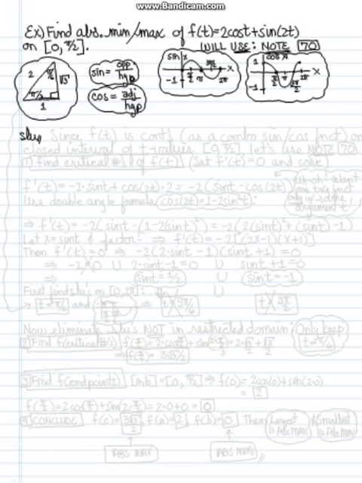In this example, we're asked to find the absolute min and max of the function f of t equals 2 times the cosine of t plus the sine of 2 times t on the closed interval from 0 to pi over 2. Those are intervals of t values.